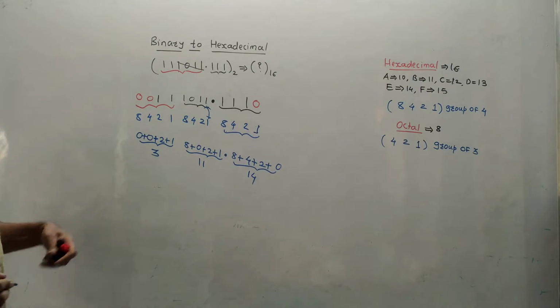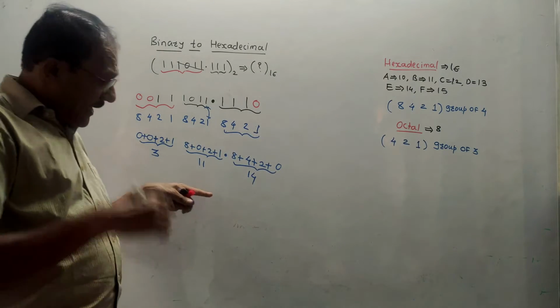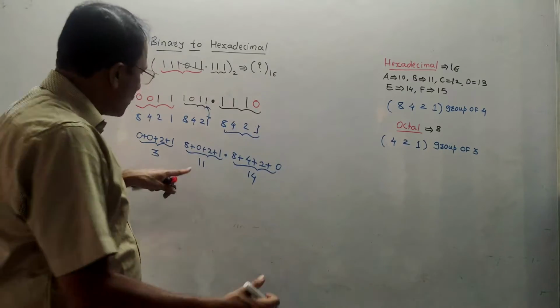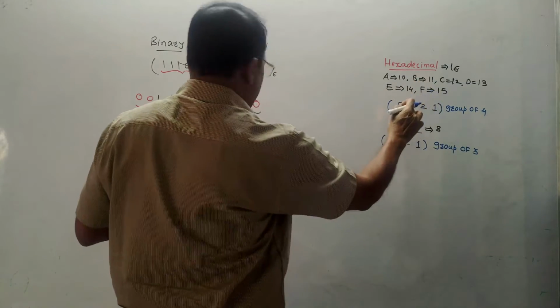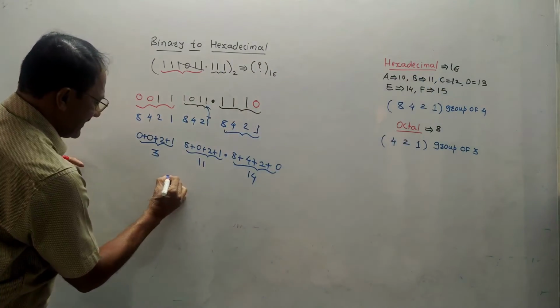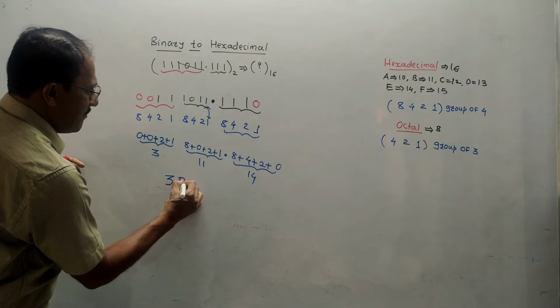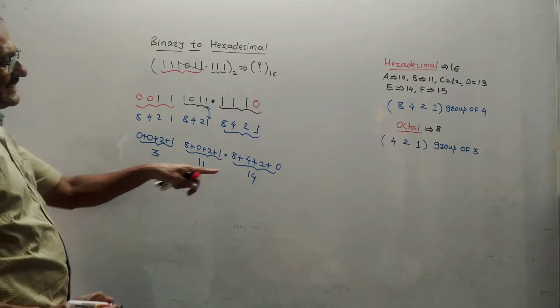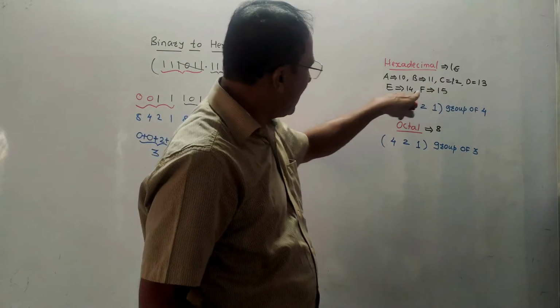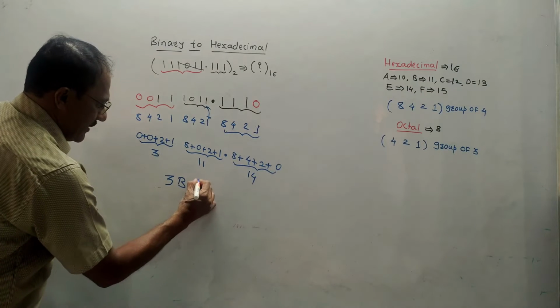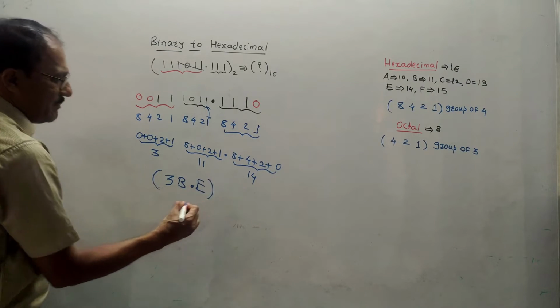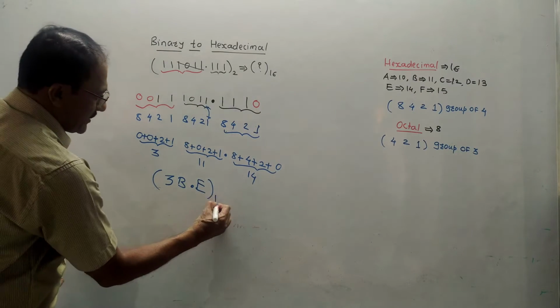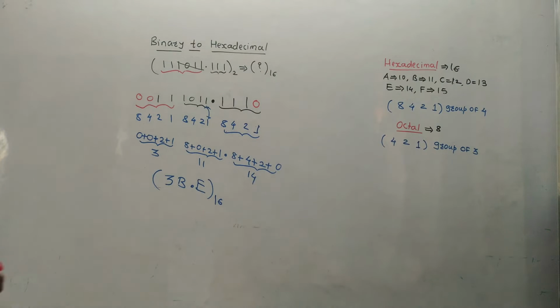But numbers in hexadecimal after 9 are not allowed. So look at the table. 11 stands for letter B. So I will write this number as 3B, decimal point will be as it is, 14. Number 14 is corresponding to letter E. So answer is 3B point E. Its base is 16. This is the way how you can convert binary into the decimal form.